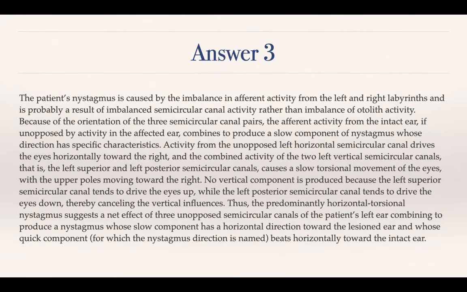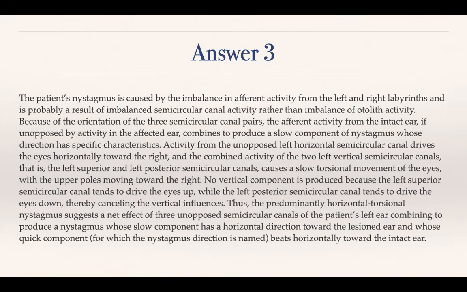So the answer is, the patient's nystagmus is caused by imbalance in the afferent activity from the left and right labyrinths, and is probably a result of imbalanced semicircular canal activity rather than imbalance of otolith activity. Because of the orientation of the three semicircular canal pairs, the affected afferent activity from the intact ear, if unopposed by activity in the affected ear, combines to produce a slow component of nystagmus whose direction has specific characteristics, and those specific characteristics we saw in the diagrams before.